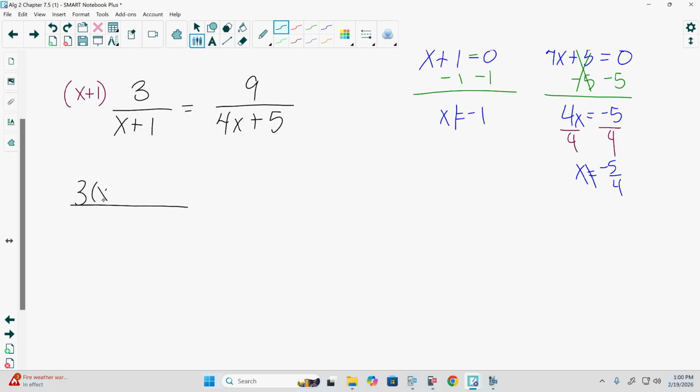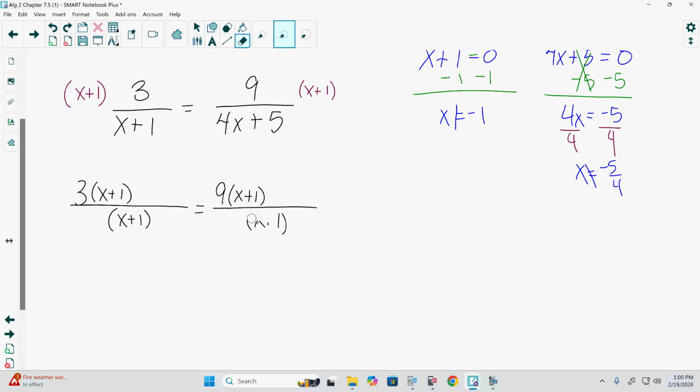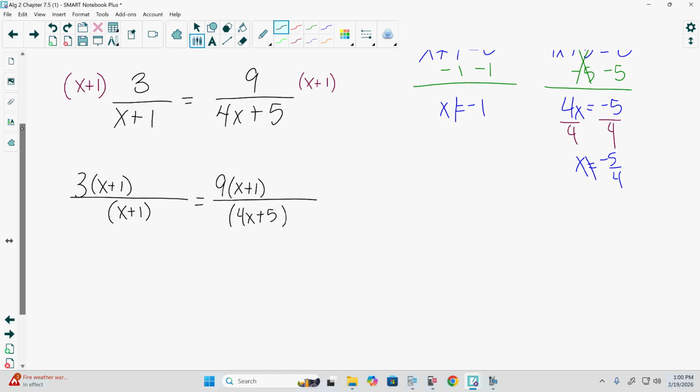This expression over here would be 3 times x plus 1. But if I do it to one side, we have to do it to the other. So we multiply the entire equation by x plus 1. On the left-hand side, we get 3 times x plus 1 on top. On the right side, we get 9 times x plus 1. Now we still have the denominators, x plus 1 and 4x plus 5. Questions on this so far?